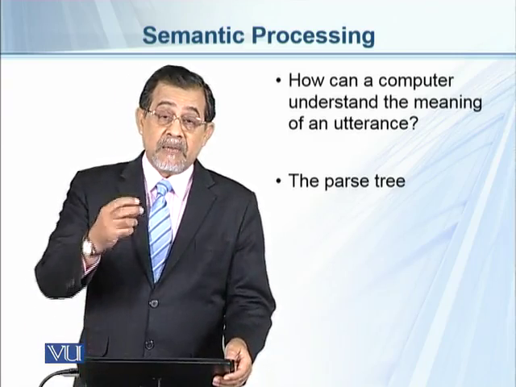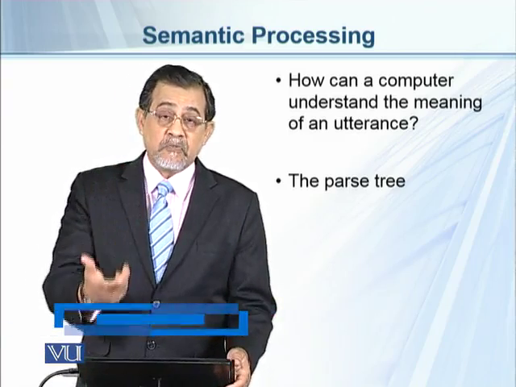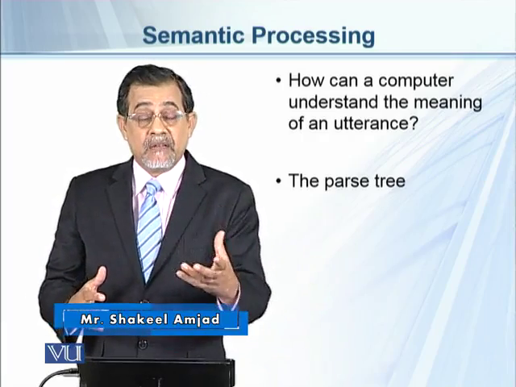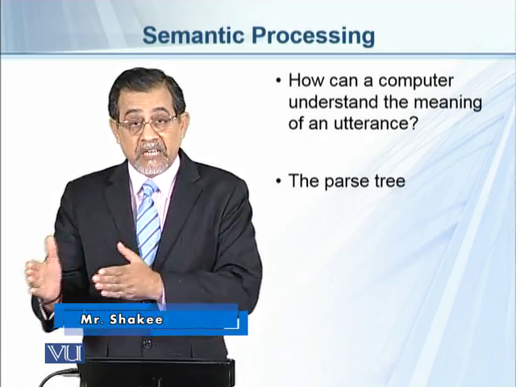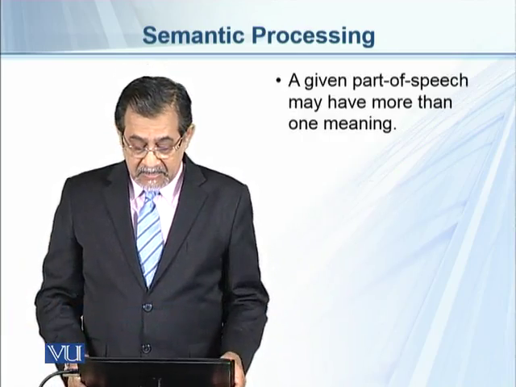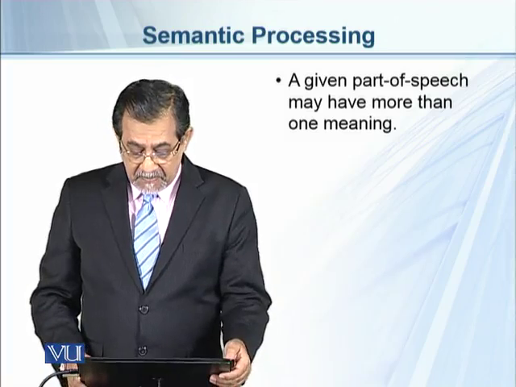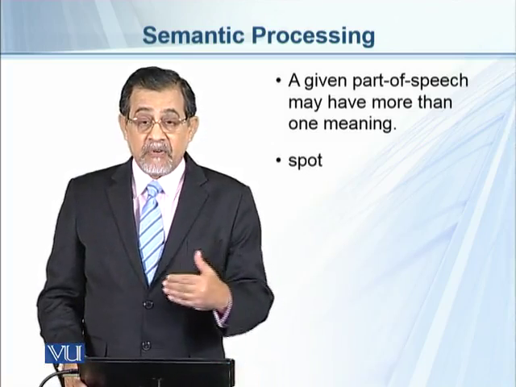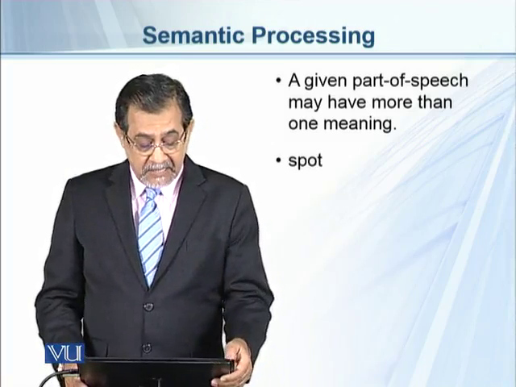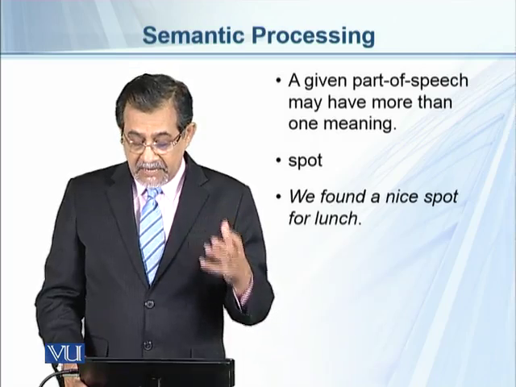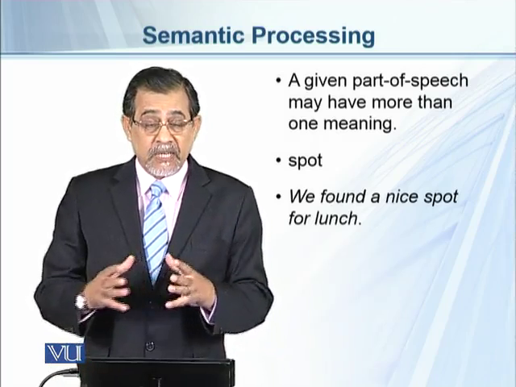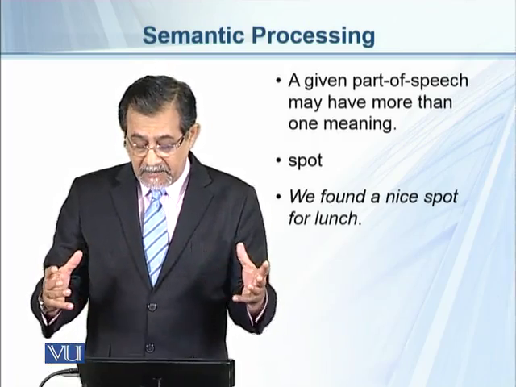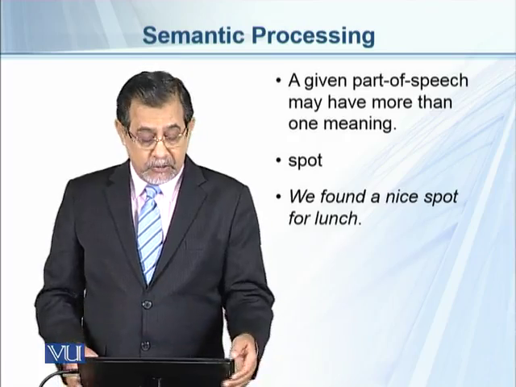But sometimes a word is simple and has one meaning, but we know that most words have more than one meaning, and they are used in different parts of speech, right? So let's take an example, spot. It's a small word, but let's see how differently it is used in different sentences. For example, we found a nice spot for lunch. Here we know that the word spot is used for some place. We found a nice place for lunch.